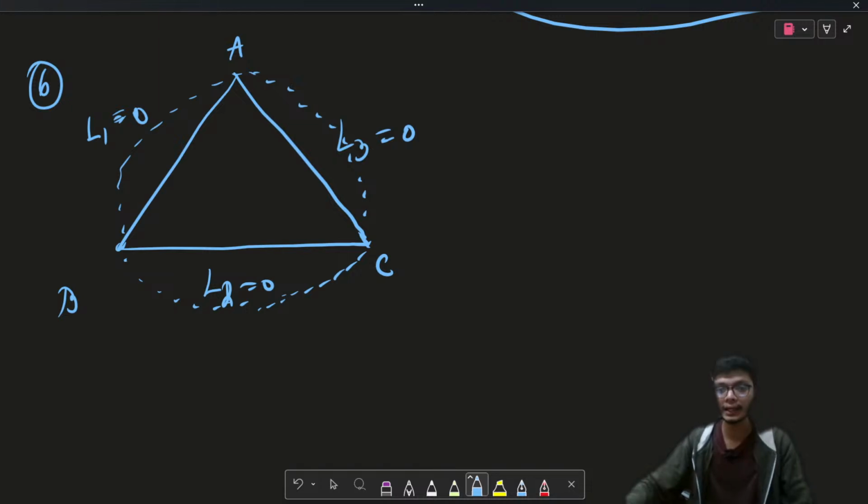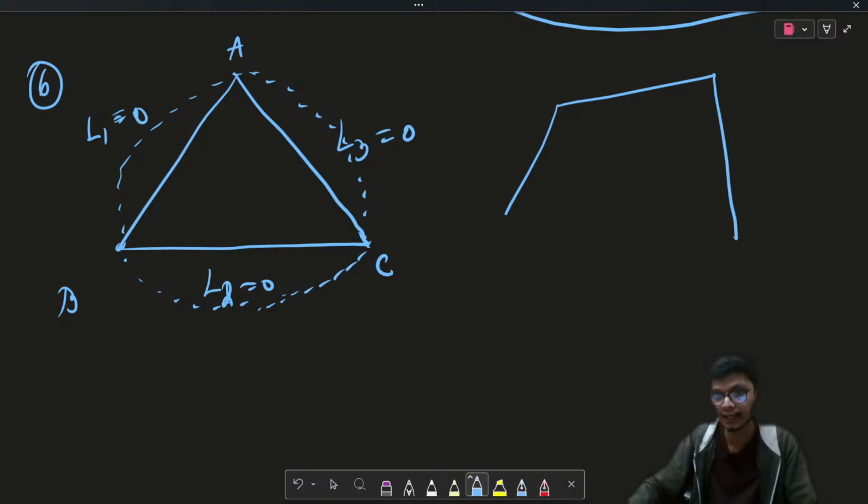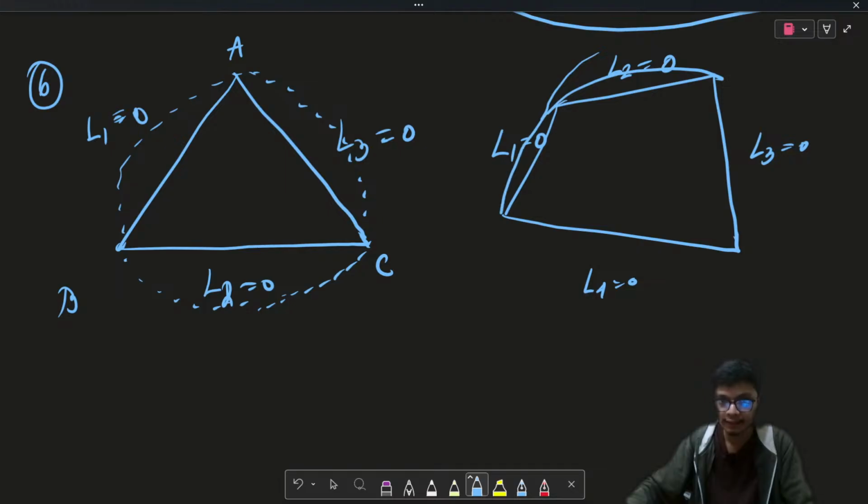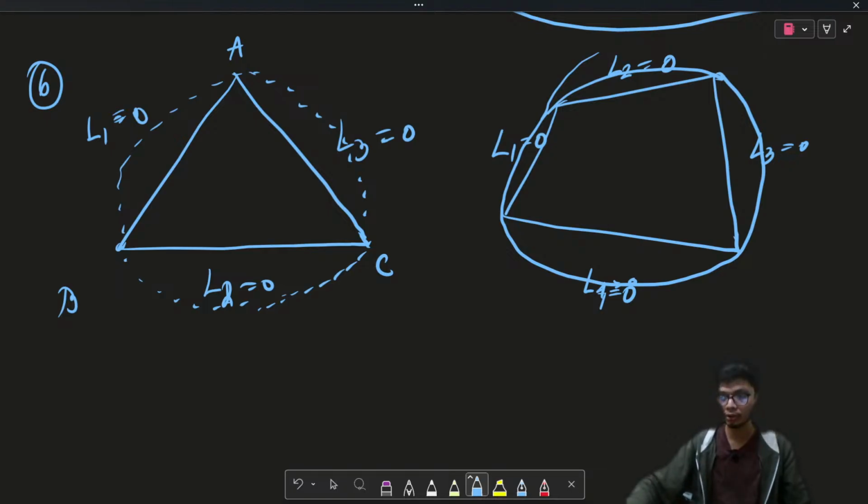And in a similar manner, we can take up any polygon, like quadrilaterals or pentagons, such that we know all the equations of the straight lines of the sides, right? So in a similar manner, if I give you a quadrilateral like this, and ask you for the equation of the circumcircle of this quadrilateral, that also I can do easily.